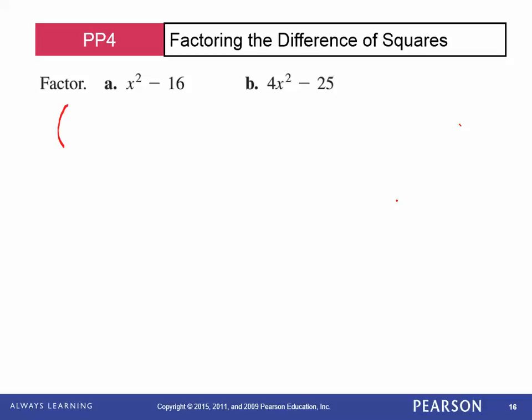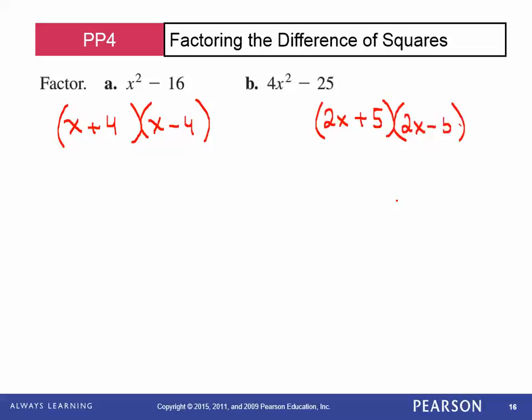Alright, and I think you guys are done by now here. And this is real quick. Should be just x plus 4, x minus 4. Is that right? Difference of two perfect squares. 4x squared minus 25. 2x makes the 4x squared. The 5 makes the 25. So this just becomes 2x plus 5, 2x minus 5. And that is the factored form.